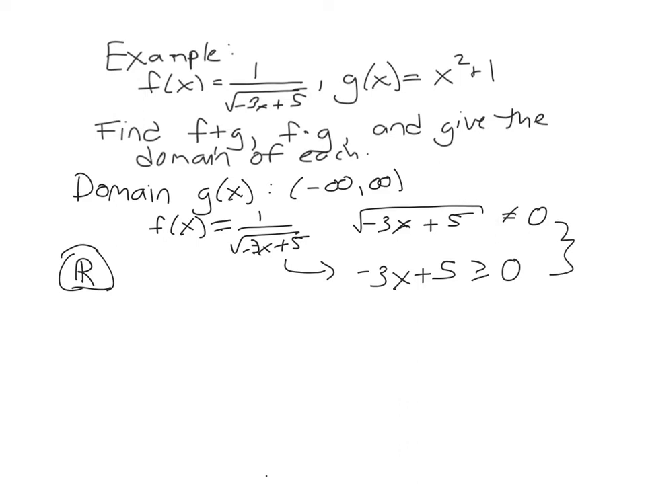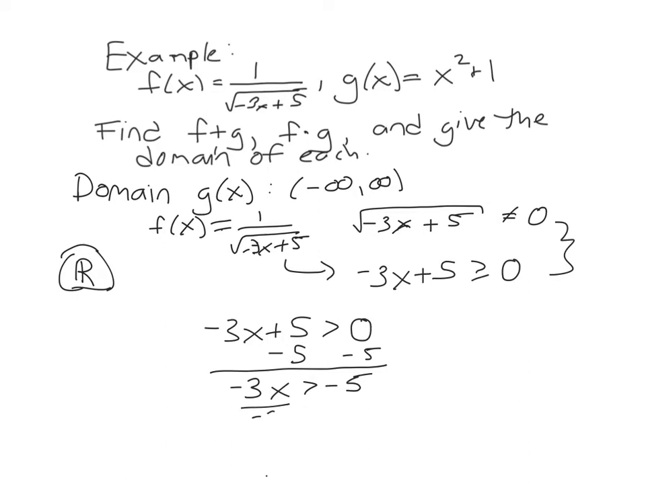Now when we look at these two restrictions combined, we see that negative 3x plus 5 can't be 0, because of course we can't divide by that. So we need negative 3x plus 5 to be greater than 0. We took into account the fact that it has to be a real number, and we also took into account that we can't divide by 0. So if I solve this, I'm going to subtract 5 from both sides, because remember in algebra, if we do something to one side, we do it to the other, whether we have an equal sign or some sort of inequality.